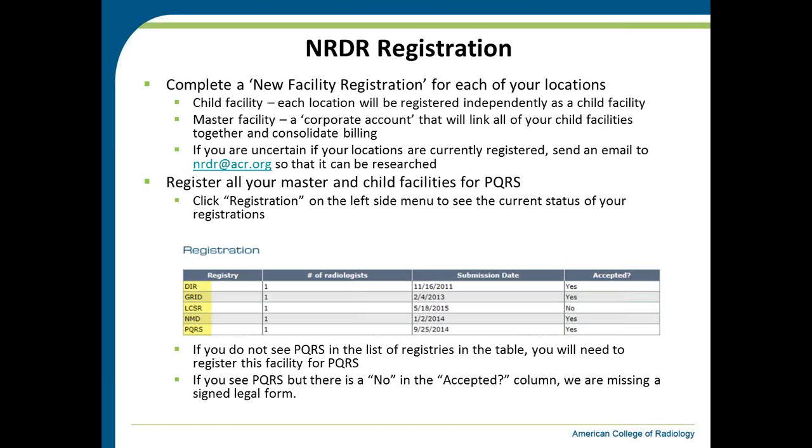If you see PQRS, but there's a no under the accepted column, that means you have registered, but we're just waiting for a legal agreement from you. And again, if you're not sure, just let us know. You can send us an email or call us. We can check that for you very easily. So let us know.